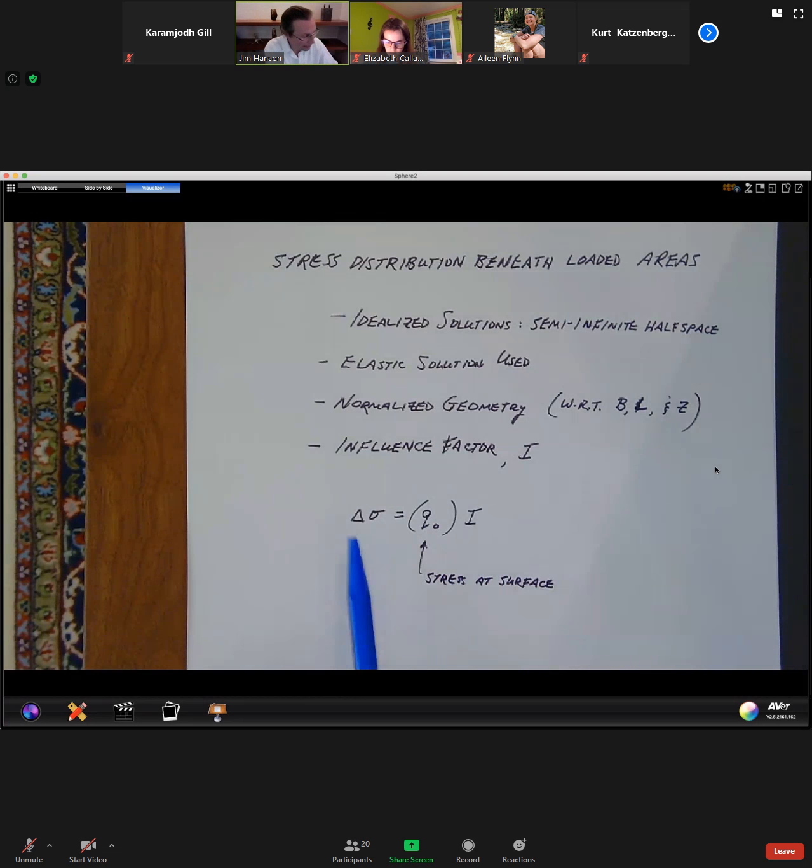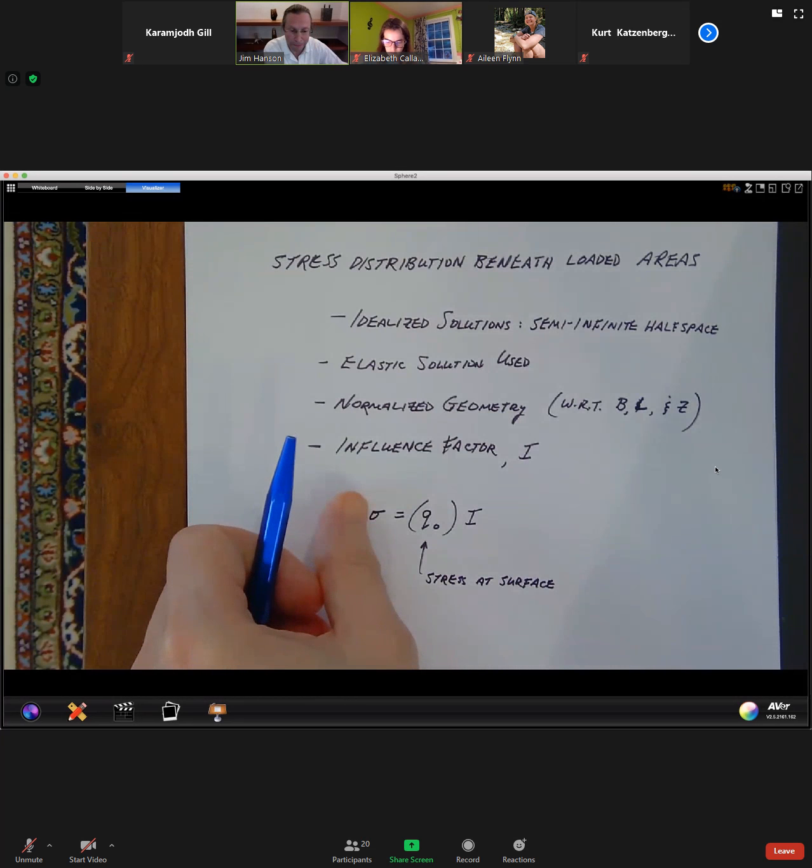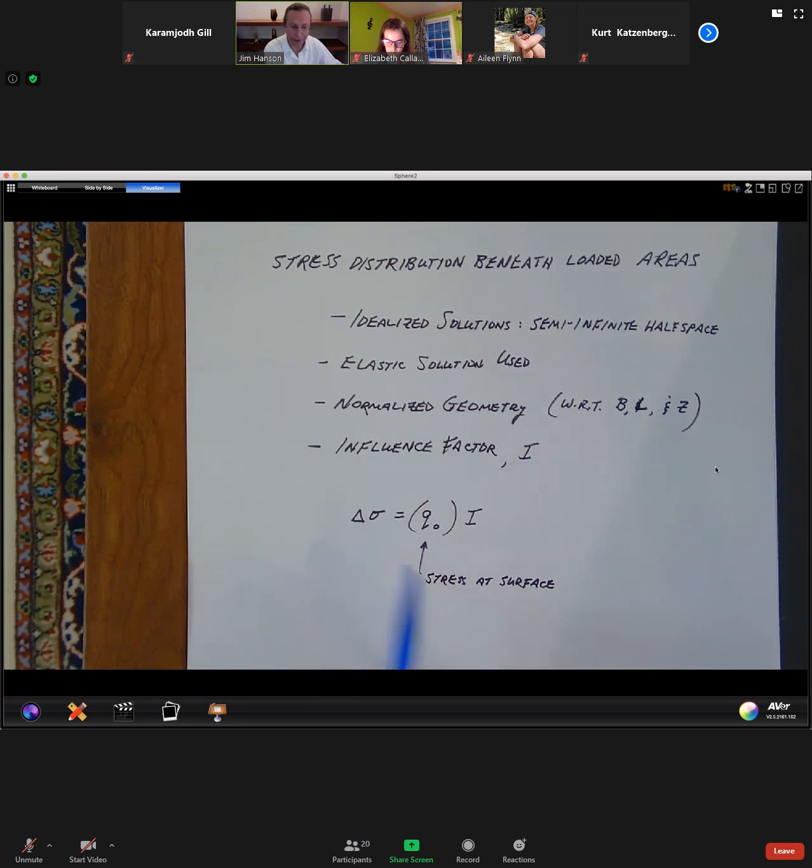Something that I like to use for these, some of the charts and so on that you'll see today have this notation, which is delta sigma. That's a change in stress. And what that means is a change in stress due to application of the load at the surface. Some of the charts will show it simply as sigma. I like to show it as delta sigma just to remind us all that this is an extra stress being applied, and there's the regular stress that exists due to soil weight already in place.